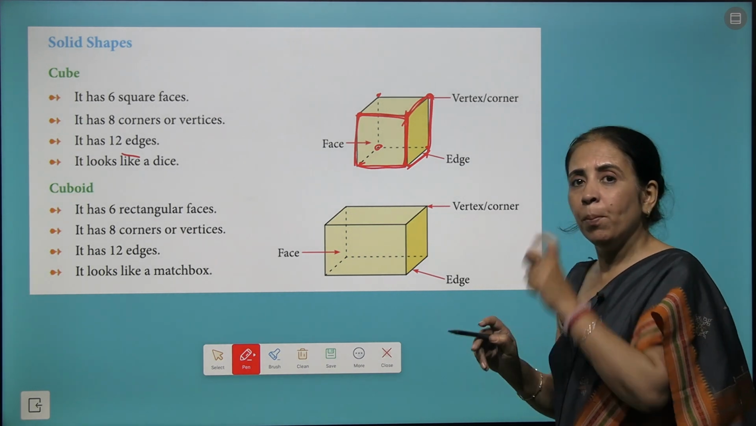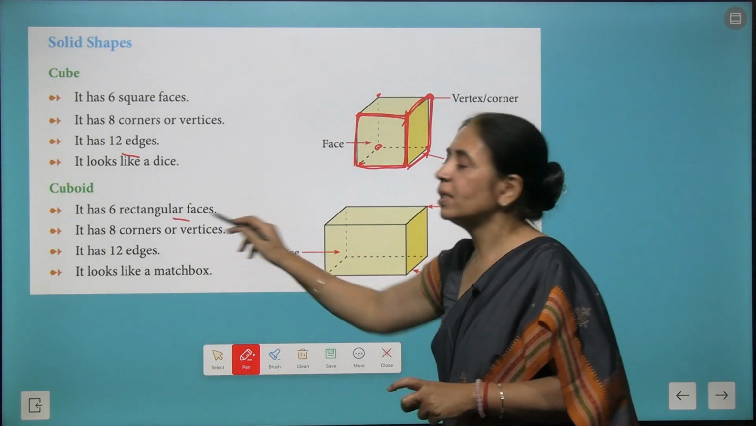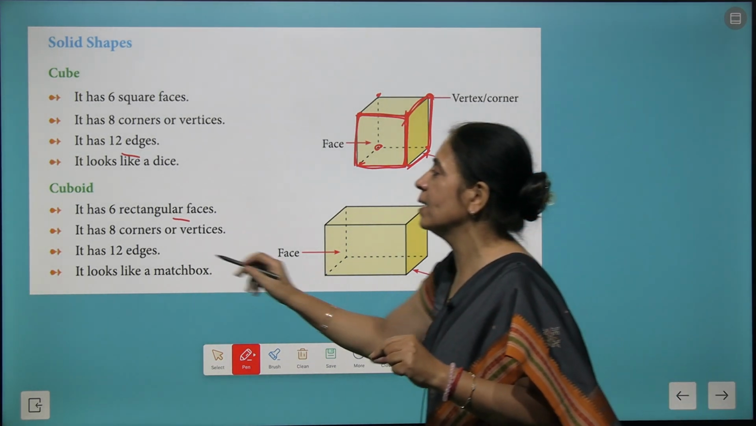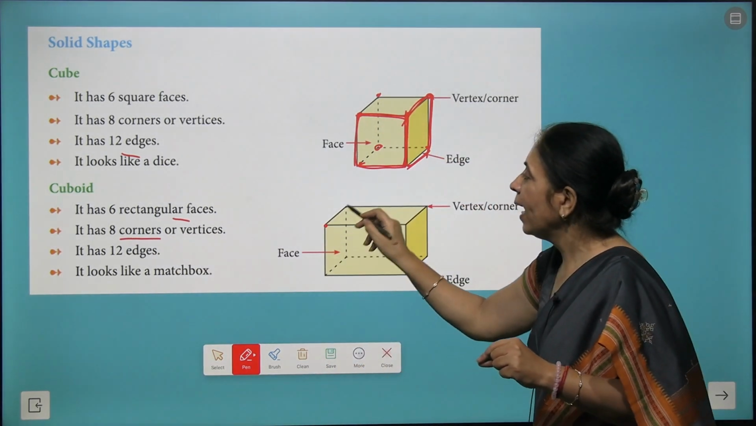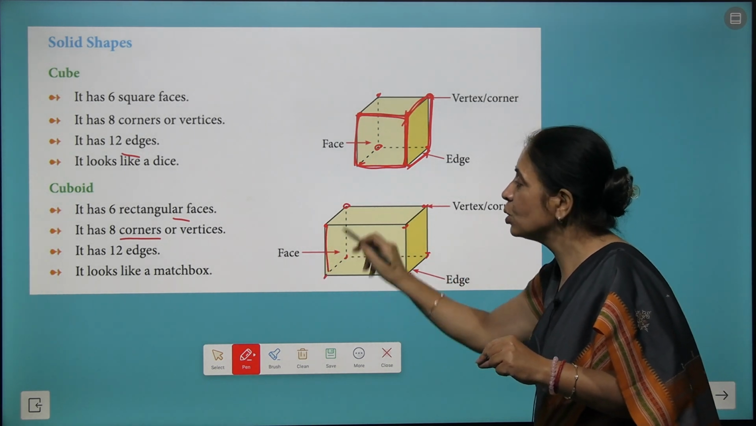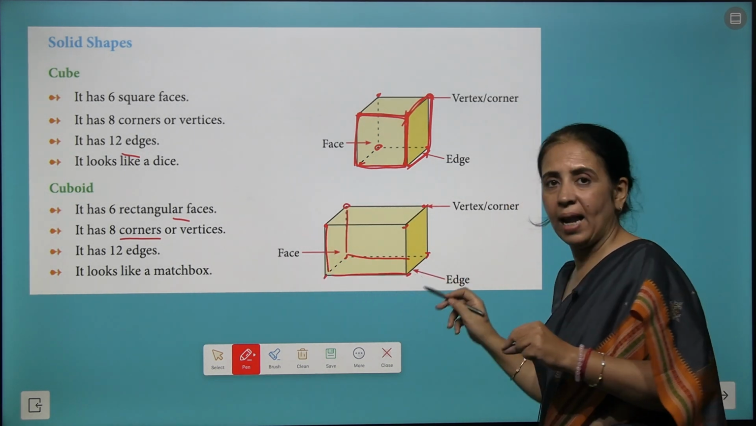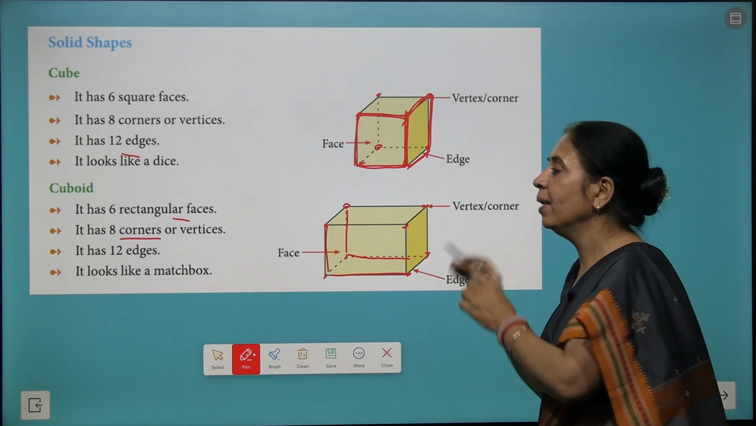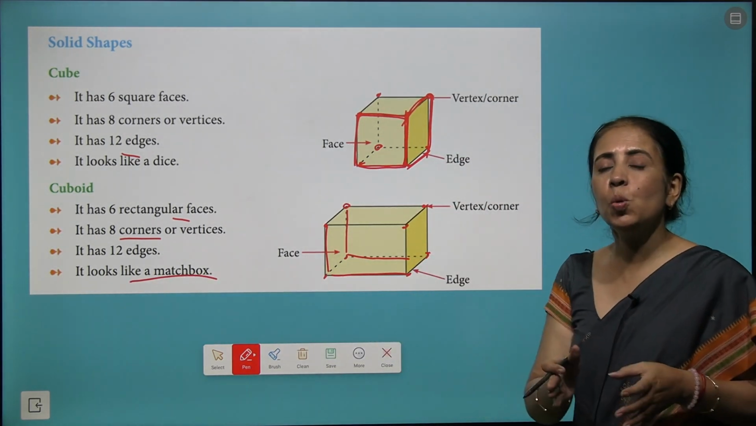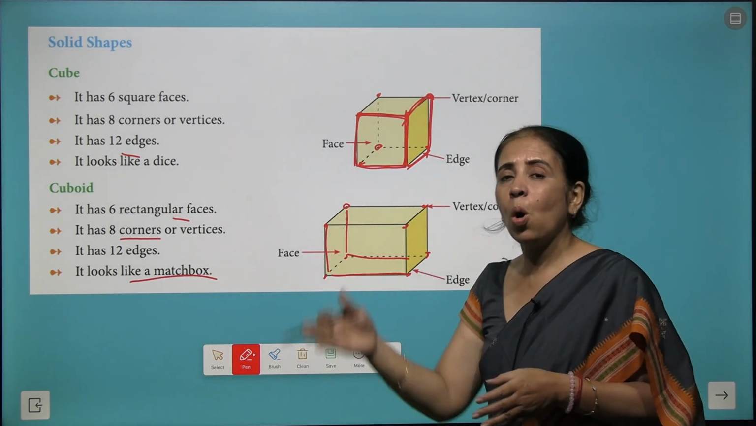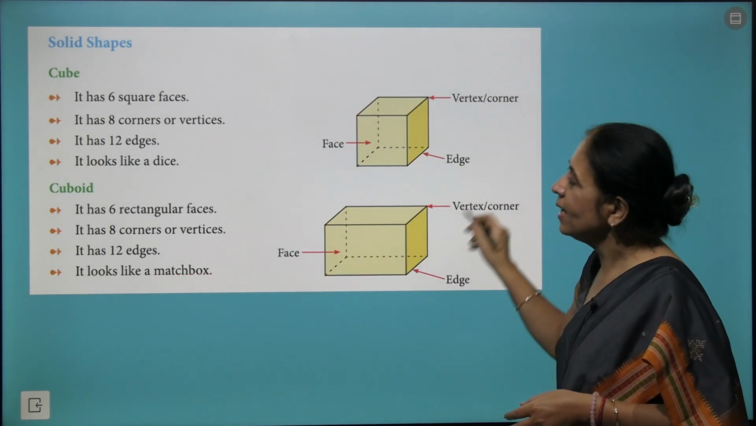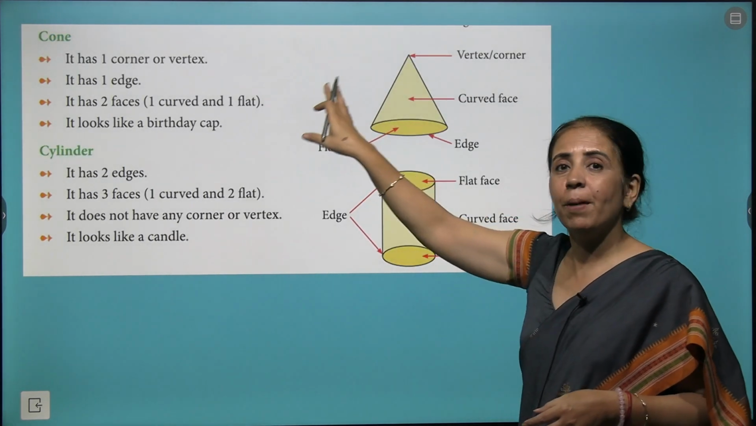Moving to cuboid, it is formed by joining 6 rectangular faces, and it has 8 corners like a cube, and it has 12 edges like a cube again, right? And if you talk about a matchbox, a shoe box, a pencil box, all these are examples of cuboid. That's nice. Now we take another shape, cone.